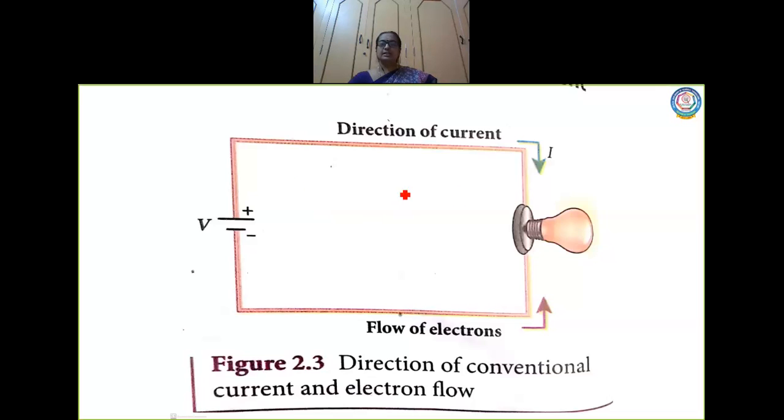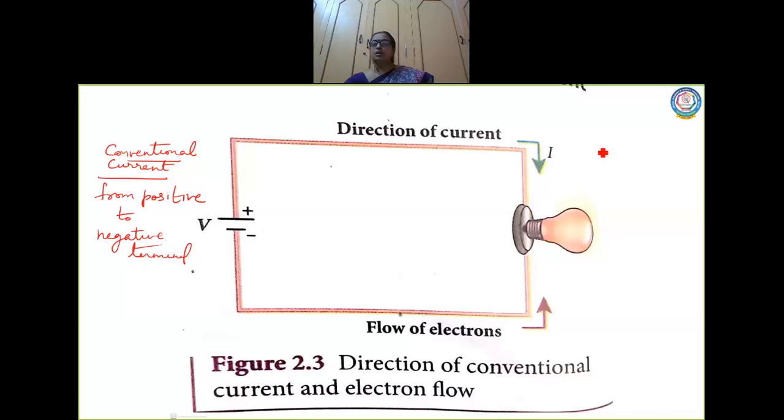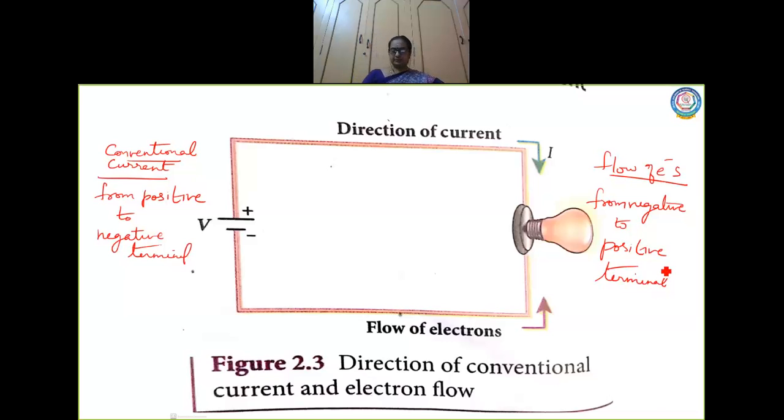So conventional current, I'll write here, conventional current is from positive to negative terminal, whereas flow of electrons is from negative to positive terminal. So this is about the conventional direction of current.